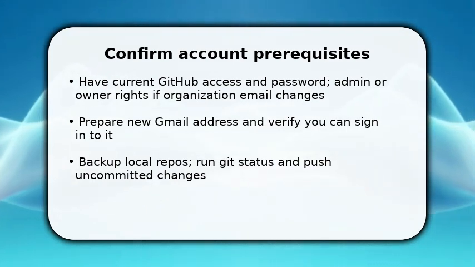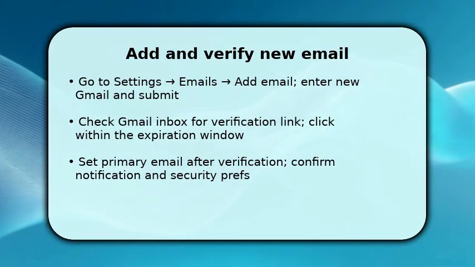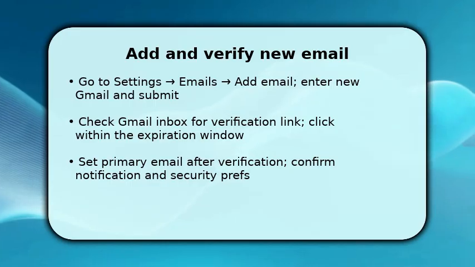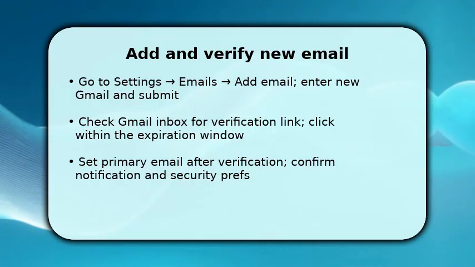You add the Gmail by navigating to Settings, Emails, and using Add Email. Type it exactly to avoid typos. After submission, check your Gmail inbox and spam for the verification message. Click the link promptly because some links expire.